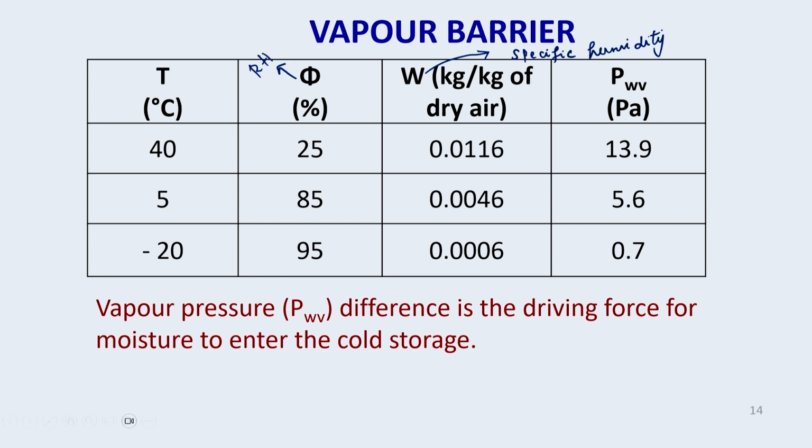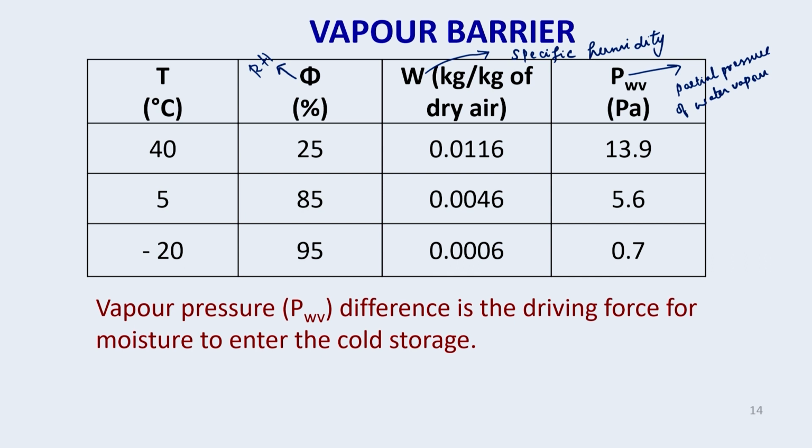And P suffix WV is the partial pressure of the water vapor. This is the partial pressure of water vapor.